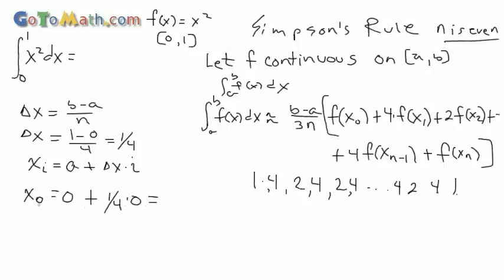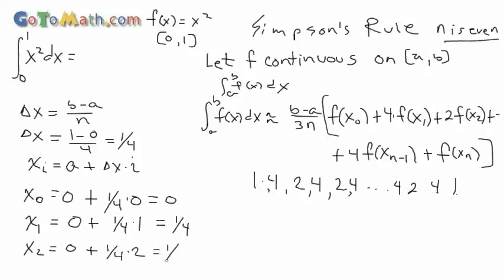So first one, x of naught is going to end up being 0. And then let's look at x of 1. 0 plus 1/4 times 1 is equal to 1/4. x of 2. 0 plus 1/4 times 2 is a half. Whoa, it's a half, not a fourth.